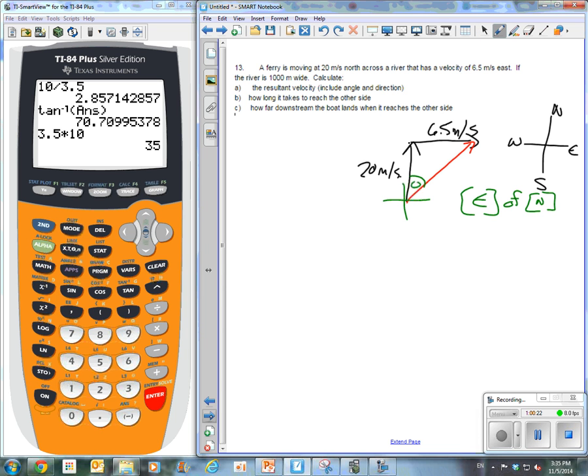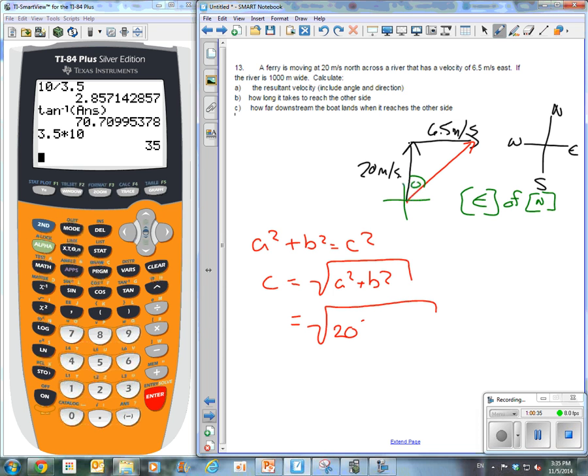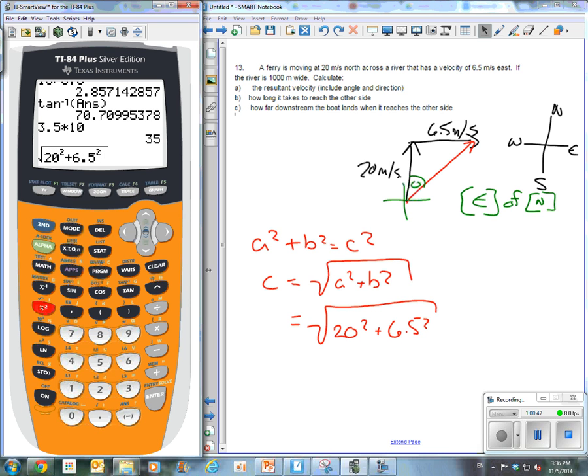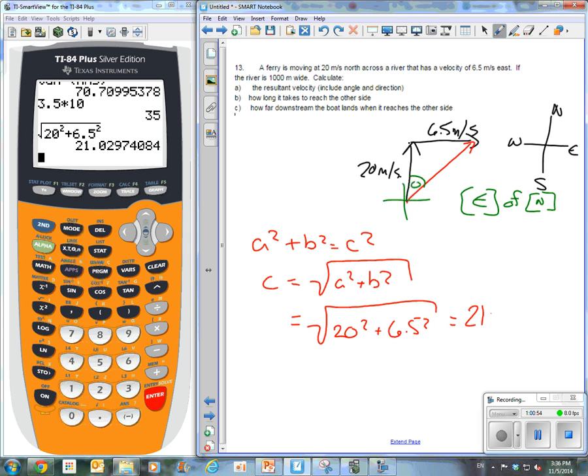In order to figure out the hypotenuse, we know a squared plus b squared equals c squared. So c is equal to the square root of a squared plus b squared, which is the square root of 20 squared plus 6.5 squared. I get a value of 21.02, or just 21 meters per second.